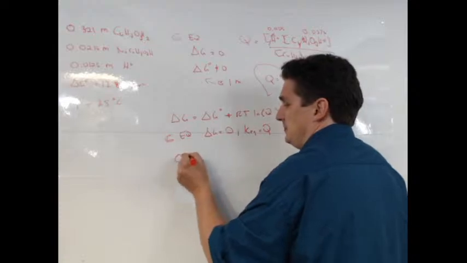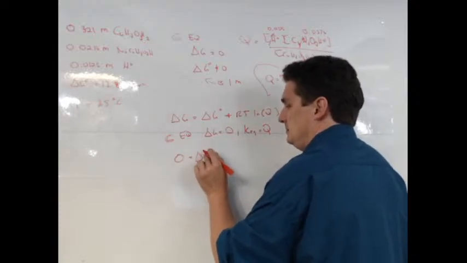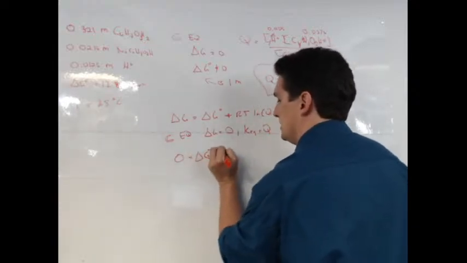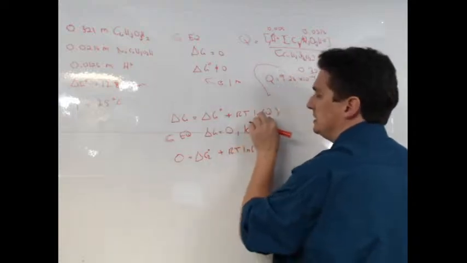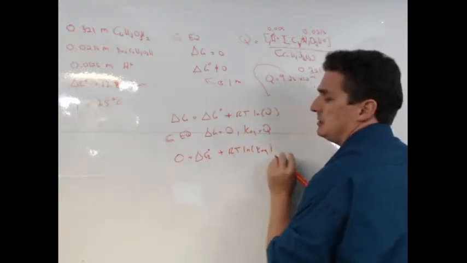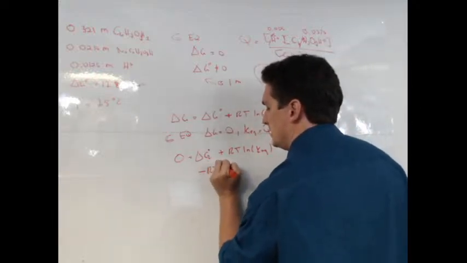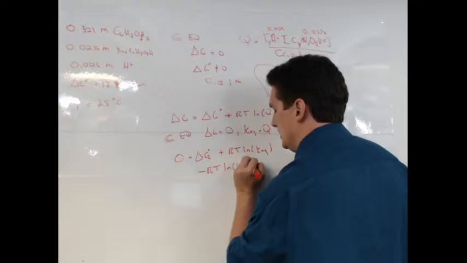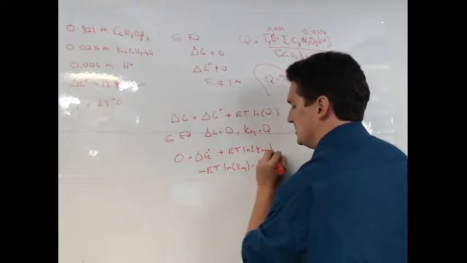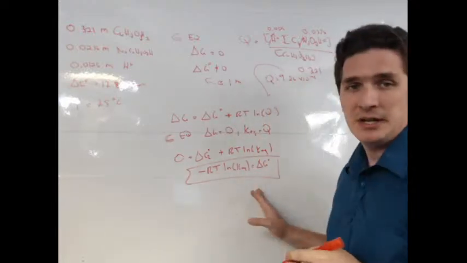So we get 0 equals delta G naught plus RT ln of KEQ, because Q equals KEQ. And if we rearrange, we get minus RT ln KEQ equals delta G naught. And so that's where this relationship comes from.